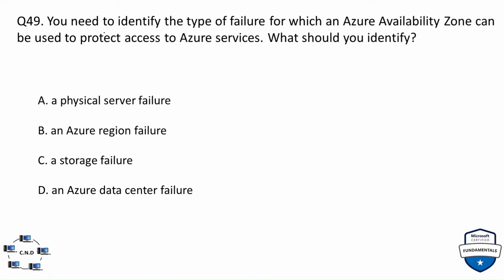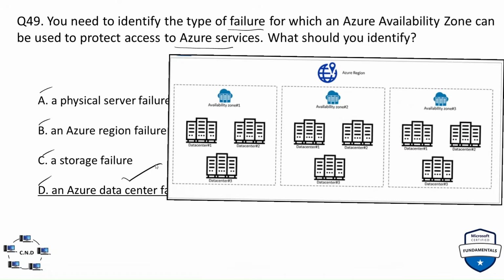Question number 49 is that you need to identify the type of failure for which an Azure availability zone can be used to protect access to Azure services. What should you identify? And the options are option A, physical server failure, option B, an Azure region failure, option C, a storage failure, and option D, an Azure data center failure. And the correct option is the Azure data center failure.